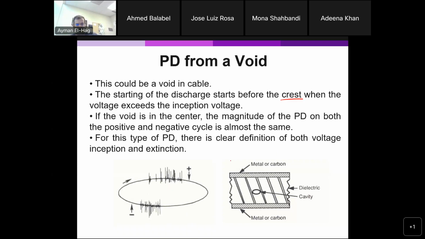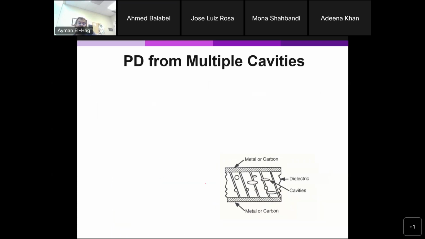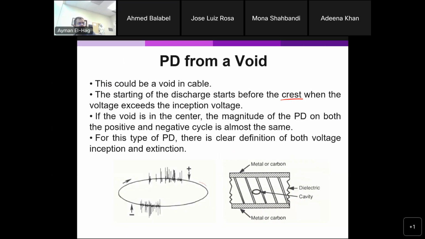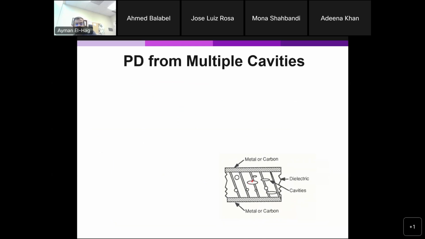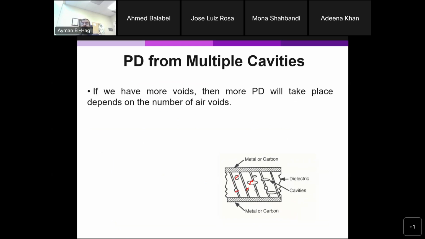So here in the positive, the partial discharge started here, then disappeared, and then started there. So it happens at the same voltage level. Now, if it is close to the high voltage or close to the low voltage, then you will not have such symmetry between the two discharges. Now, what if we have multiple cavities, not just a single cavity? It means that the partial discharge may happen here, then there, maybe here and there at the same time. So you will have sort of random voids.